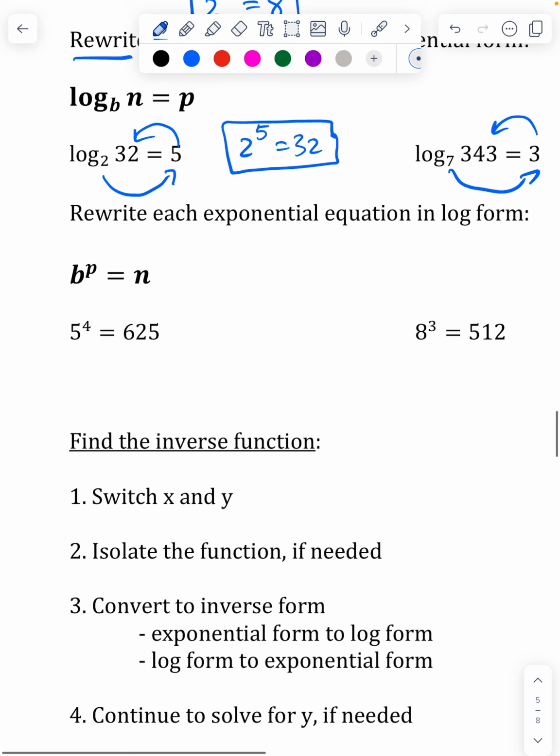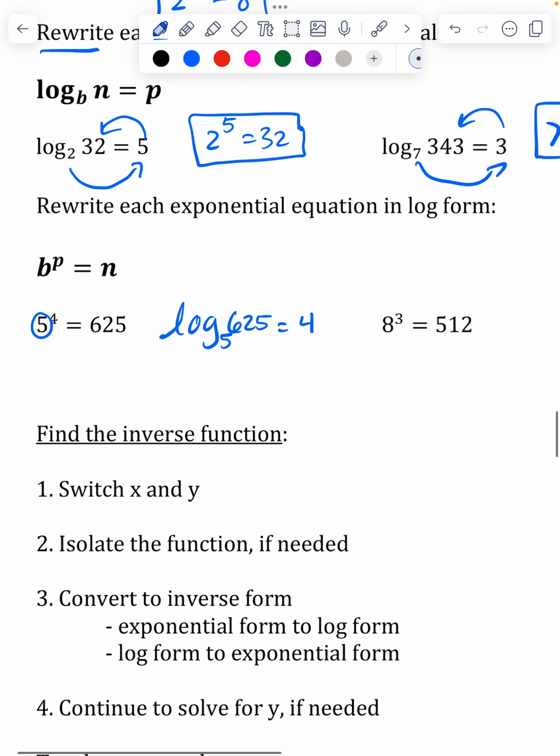All right, now we're going to go the other way. So I write out log. Whatever my base is, meaning the thing raised to the power, goes in the basement. The power always goes over here. So that'll put the 625 here. And you write the base down in the basement like as a little subscript.